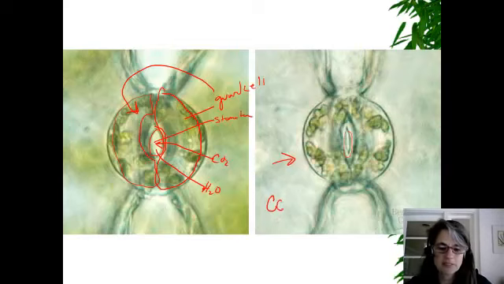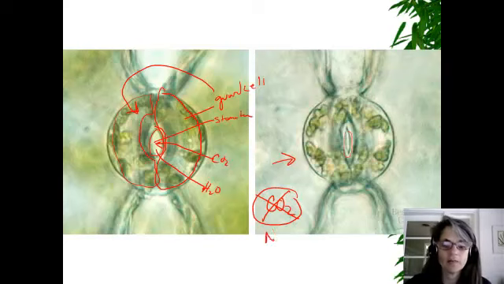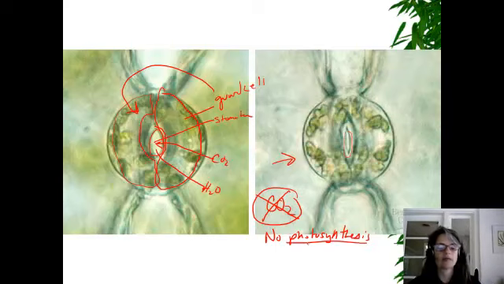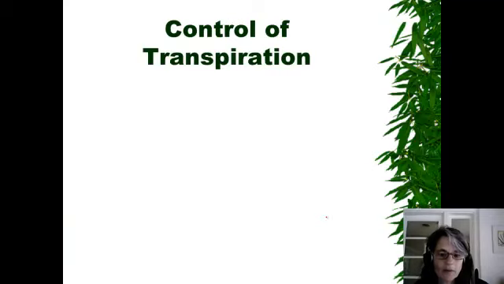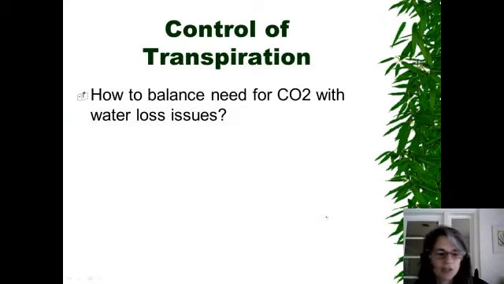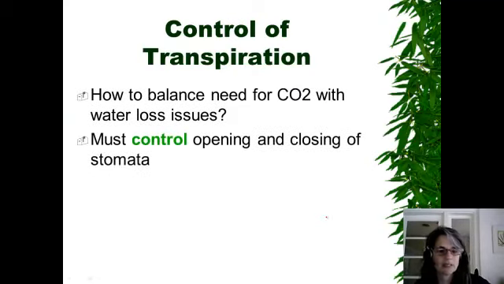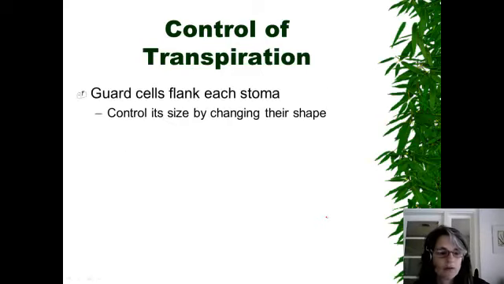But that also means that CO2 is not going to get in, and that means there shall be no photosynthesis, and that's bad. It is really bad not to have photosynthesis happening. Why? Because the plant can't make food and it will starve and it will die. So this is a problem. We've got to be able to control some opening and closing of stomata. We don't want to leave them in one position too long. So how do we balance this need for CO2 with water loss issues? We have to control the stomata.